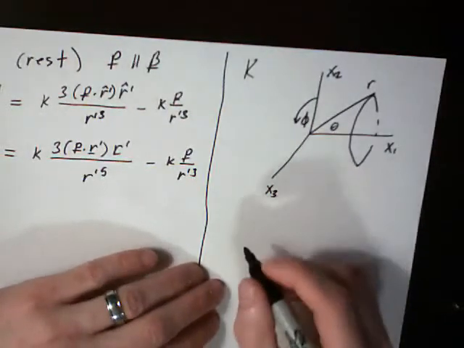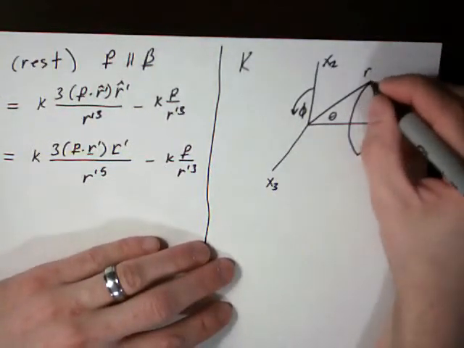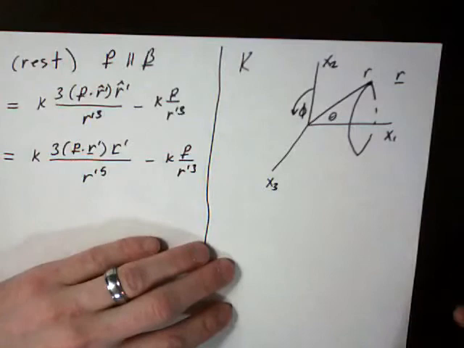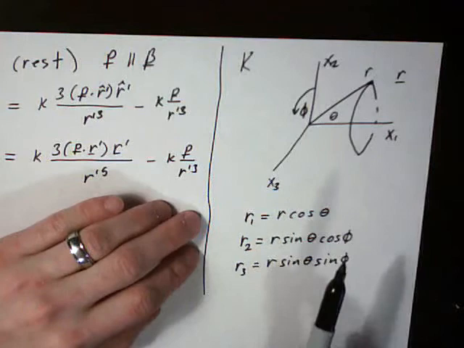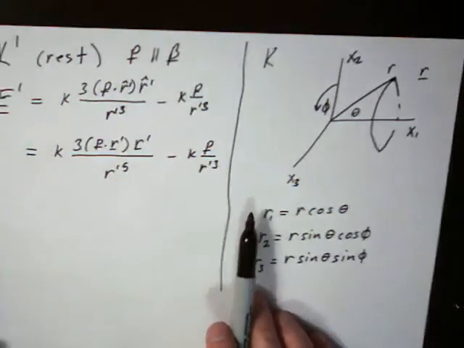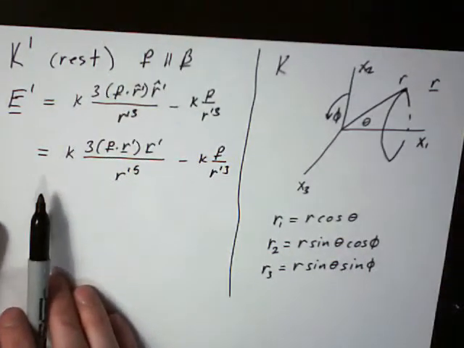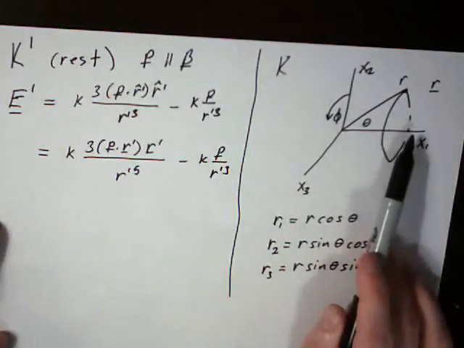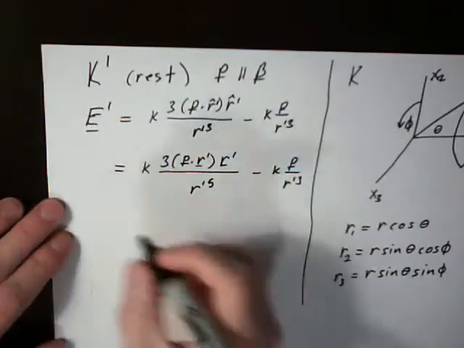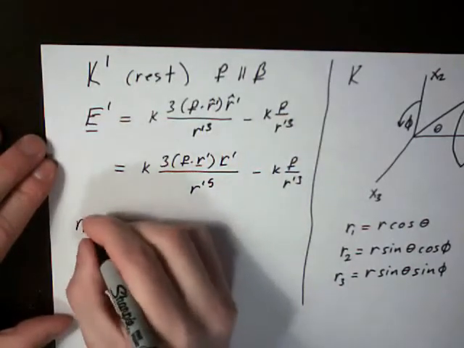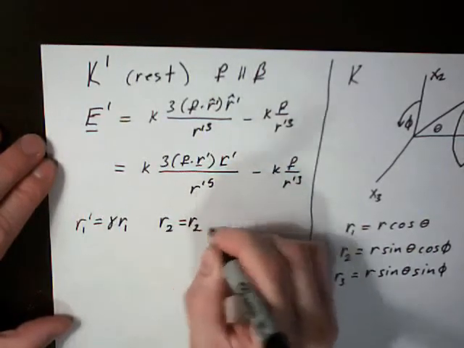And so I can write the components of r, right? So this point right here is my vector r, and I can write that in spherical coordinates, which is just a standard going from spherical to Cartesian. And then I can transform my Cartesian coordinates into the K prime frame, and since only the first coordinate gets a factor of gamma, the other two remain the same, so that r1 prime is gamma r1, and then the other two are unchanged.